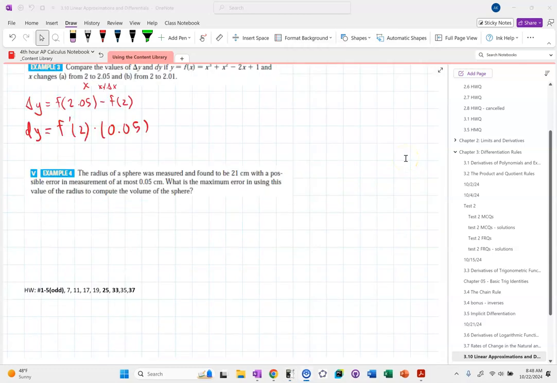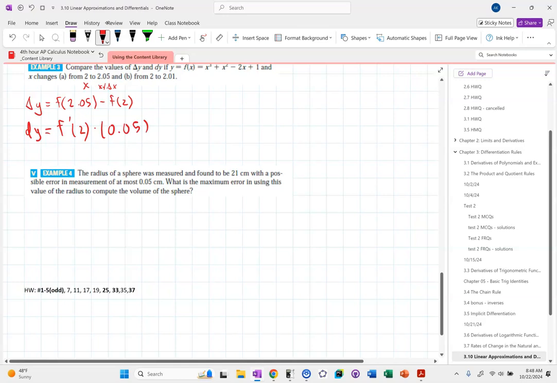So a nice application of using differentials is to do a problem like this. It says the radius of a sphere was measured to be 21 centimeters with a possible error in measurement of at most 0.05 centimeters. What is the maximum error in using this value of the radius to compute the volume of the sphere? So I know that the volume of a sphere is 4/3 pi r cubed.